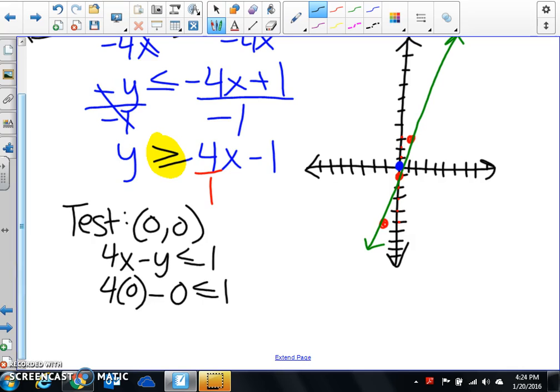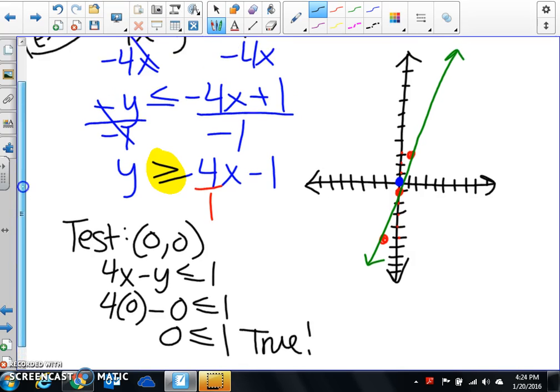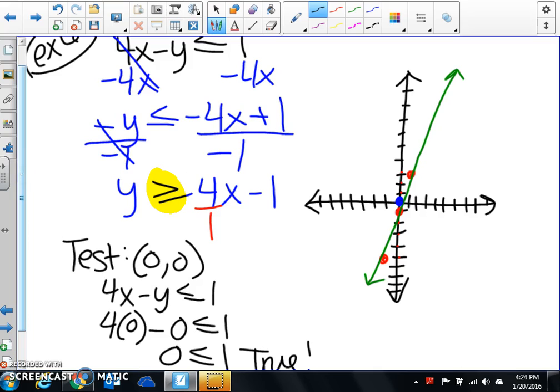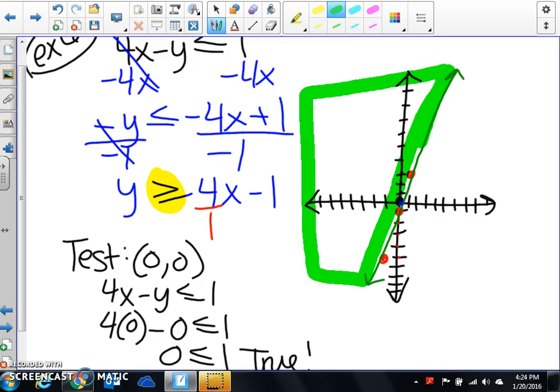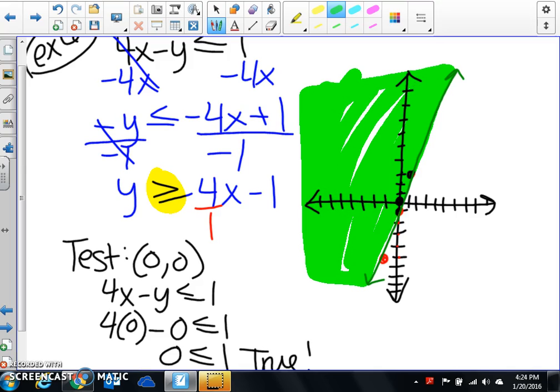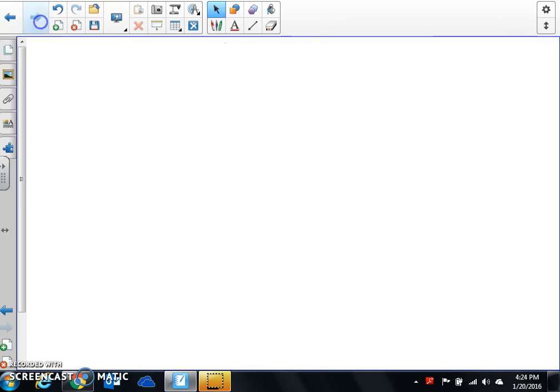So that's 4 times 0 is 0. 0 minus 0 is 0. This is true. So since it's true, I want that point shaded. So that point is right there. So when I grab my highlighter, I want to make sure that that point is highlighted. Good? All right, one more, just in case.